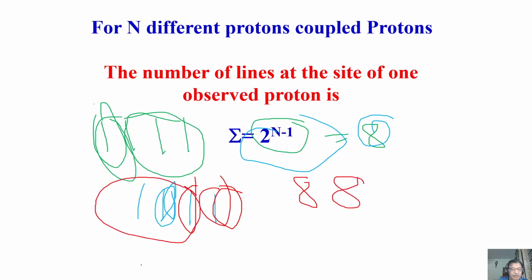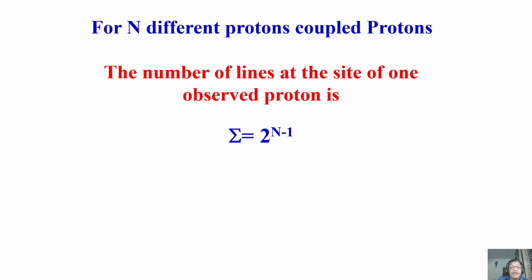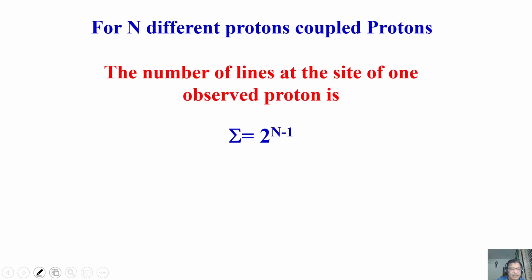So what is the formula I am telling you now? Remember, simple: when n protons are coupled, at the site of any of these protons, the number of allowed transitions is given by 2 to the power of n minus 1. Understand the logic? When 4 protons are coupled, 2 to the power of 4 minus 1, 8 peaks you get, 2 cube, at each proton.